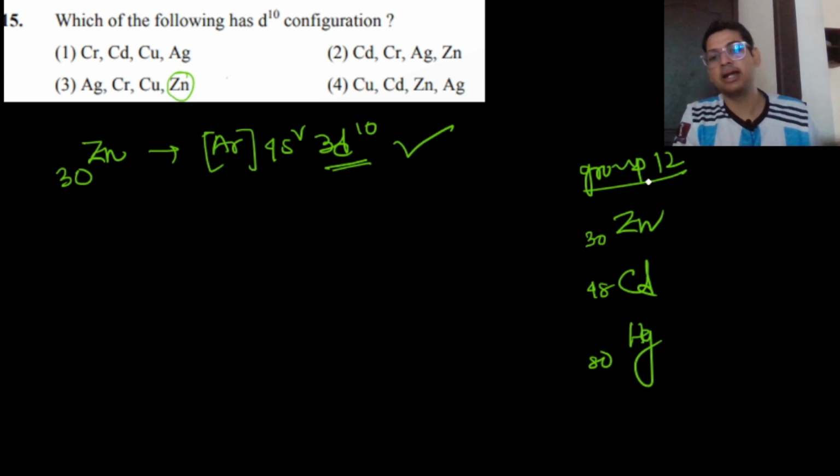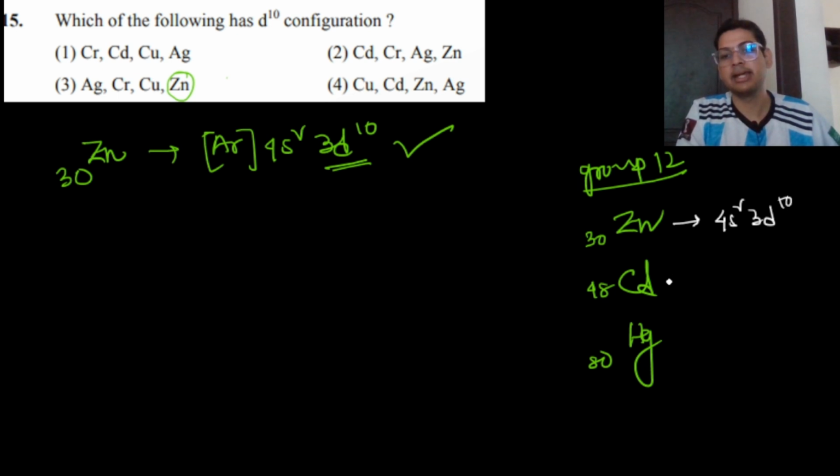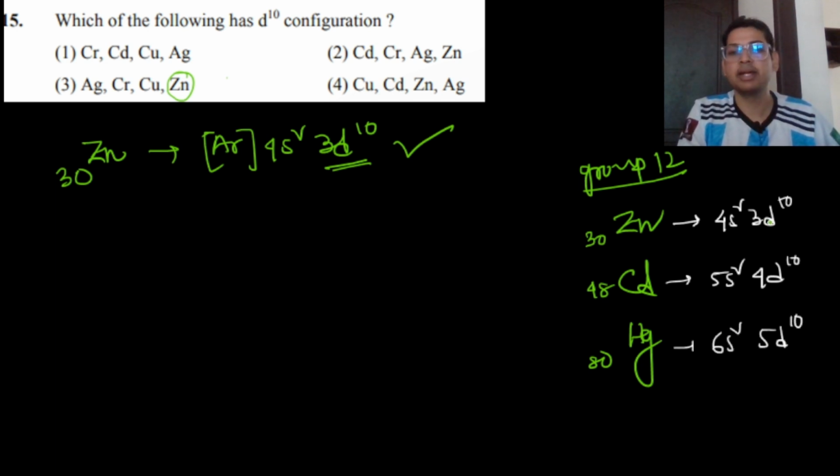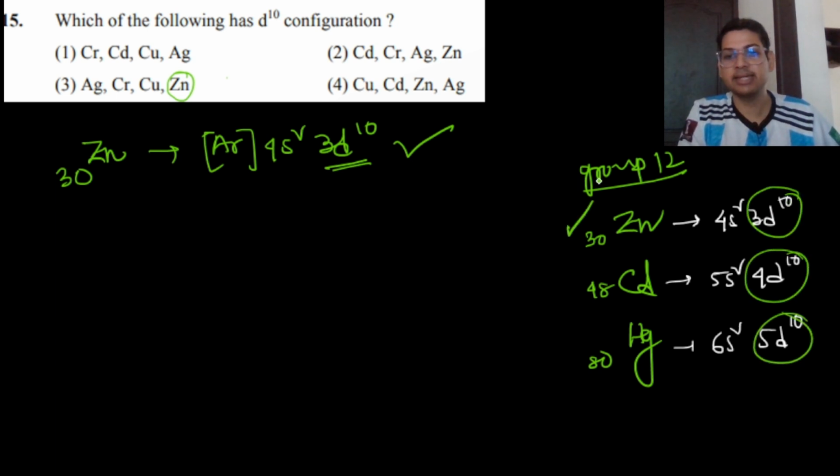I have already taught you how to do the group analysis in detail. If Zn is 4s2 3d10, then Cd will be 5s2 4d10, and Hg will be 6s2 5d10. All are having d10 configuration. Here I need zinc and cadmium. So zinc, cadmium, yes, both are there.